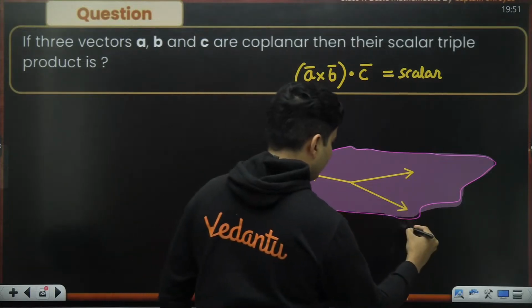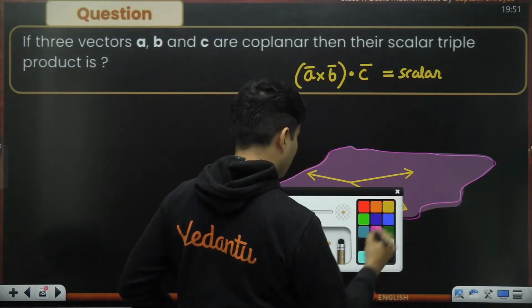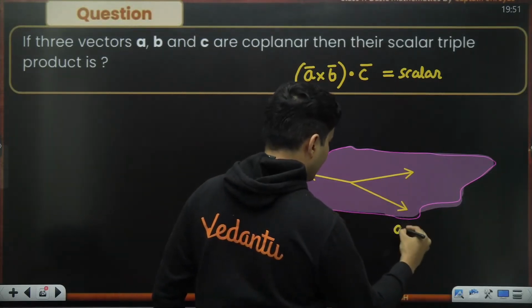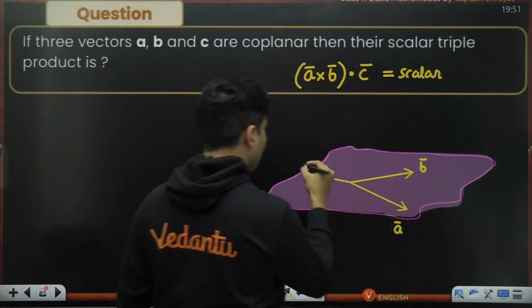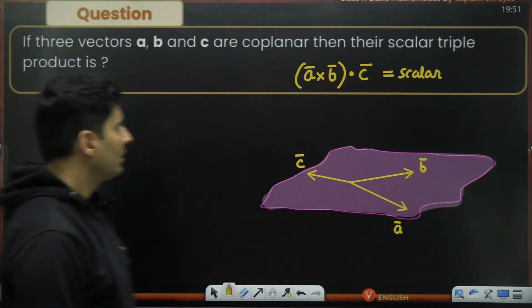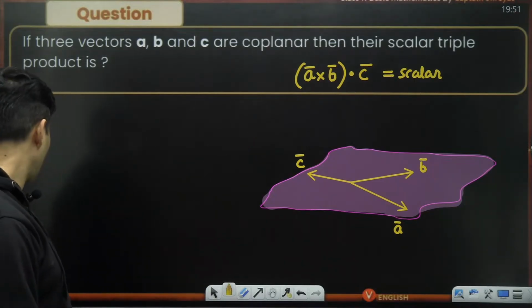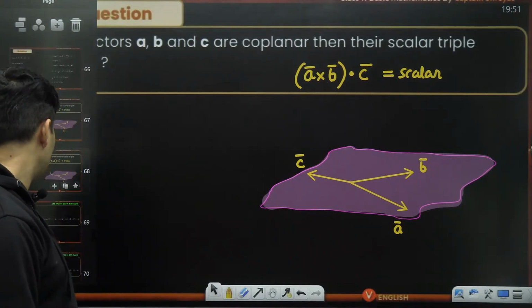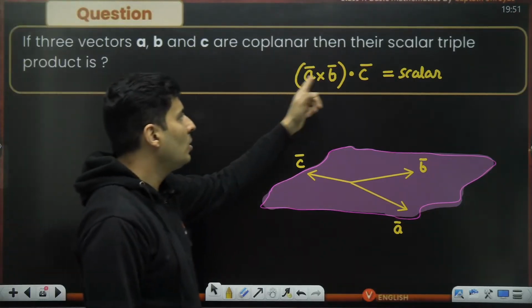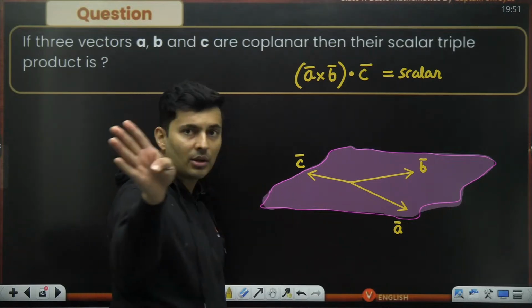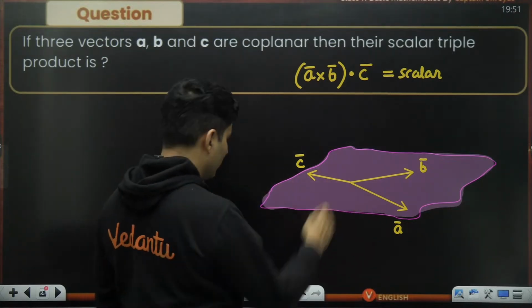So this is vector A, this is vector B, and this is vector C. They are all coplanar vectors. That means they are in the same plane. Okay. Now observe this. If I do A cross B, take your right hand, four fingers, A cross B.